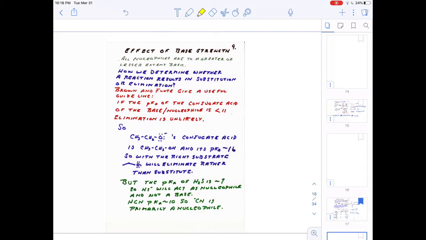Okie dokie. So this slide isn't really too important because he's basically telling you that if the pKa of the conjugate acid of the base or nucleophile is less than 11, you're most likely going to have an SN1 or an SN2 reaction and not the E1 or E2 counterpart. But this isn't super important because 99% of the time he's going to give you heat or a big bulky base, and you're going to know right off the bat that it's going to be elimination. So I wouldn't worry too much about it.